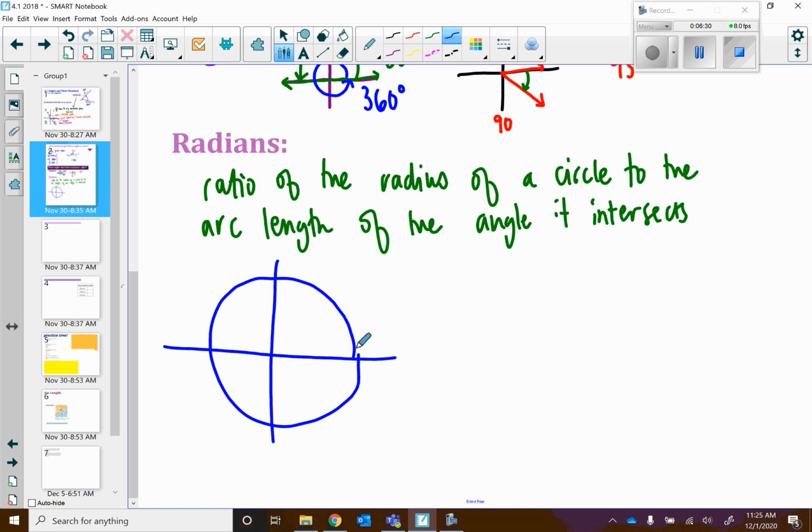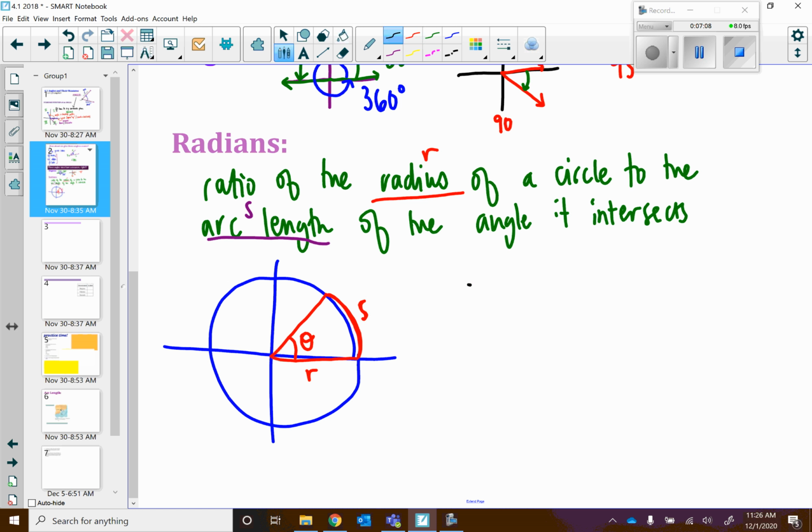That was not a very good circle, but forgive me. So the radius of the circle, we're going to call r. This is the radius of the circle. And arc length, we're going to call S. I don't really know why they call it S. But let's say the angle I'm interested in is about that big. The arc length is this measurement right here, S.